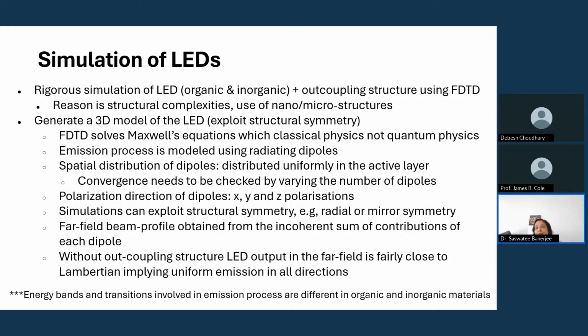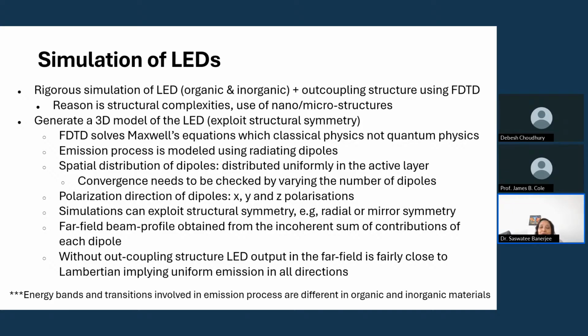And then you might ask, how are you going to have this light coming out? How are you going to model that? We use radiating dipoles basically. You can use radiating dipoles in the active medium to emulate that process of emission. And this is all done in classical electromagnetism.